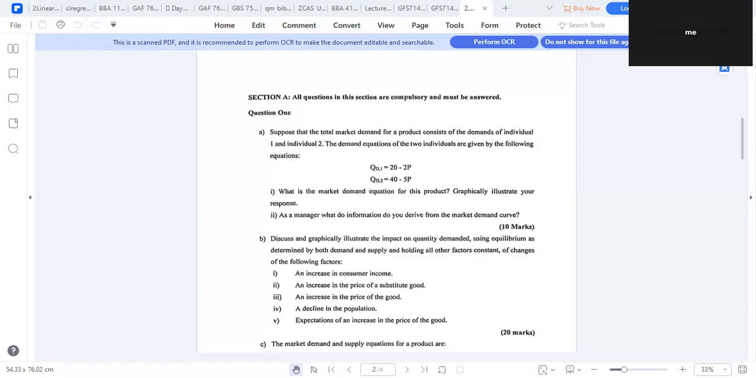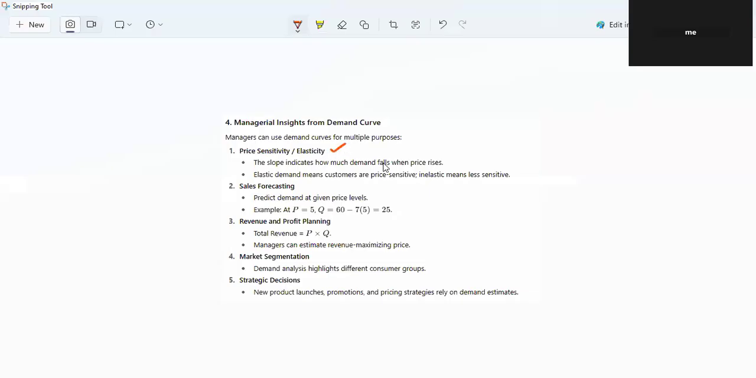Number two, it is used for forecasting. To forecast is to be able to predict the future sales. So demand analysis is used for number one, price sensitivity. The slope will tell you by how much the price will rise when demand goes down. Number two, it is used for predicting sales. At any given point, you may have to predict using those equations.